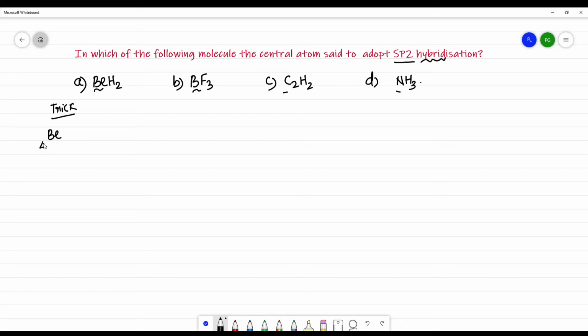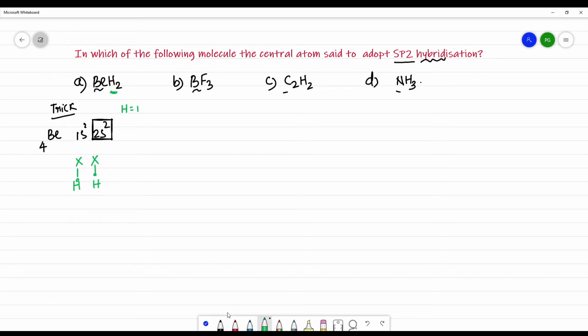Beryllium, the atomic number is 4. So it has 1s2, 2s2. What is the valence electron? The outermost electron is the valence electron. That means it has 2 valence electrons. Now it has 2 hydrogens. What is the valency of hydrogen? It is 1. So these 2 hydrogens are bonded.